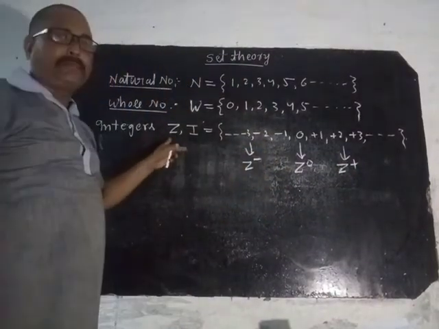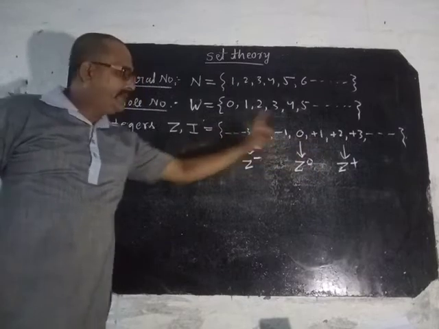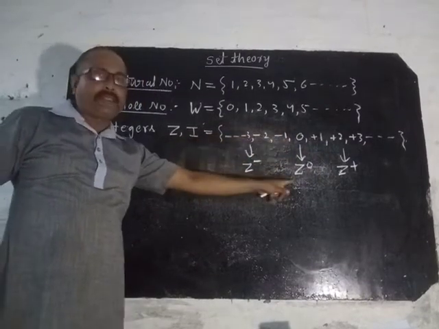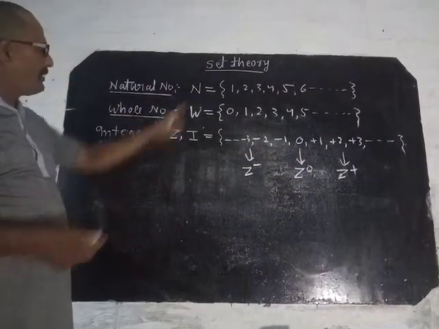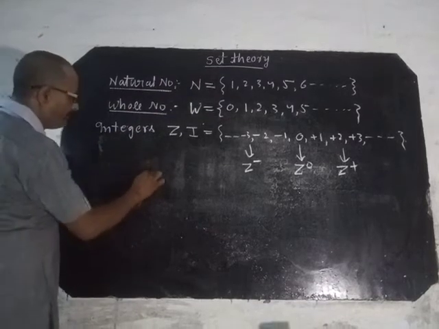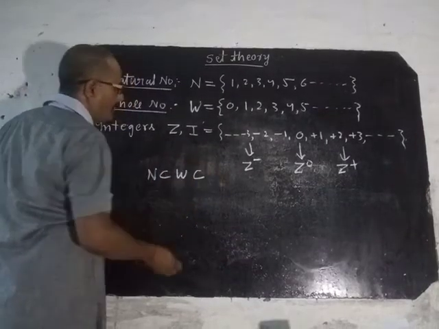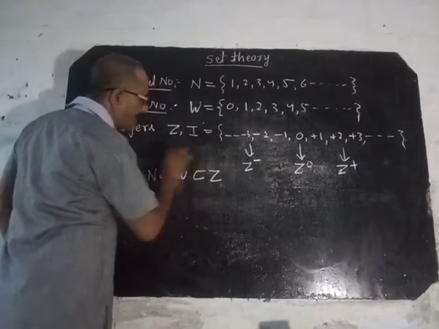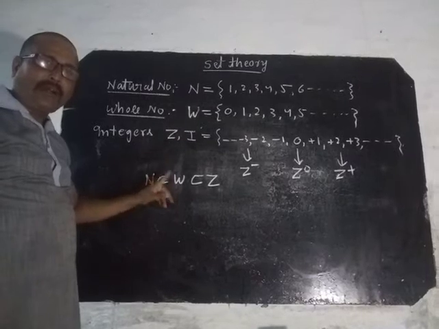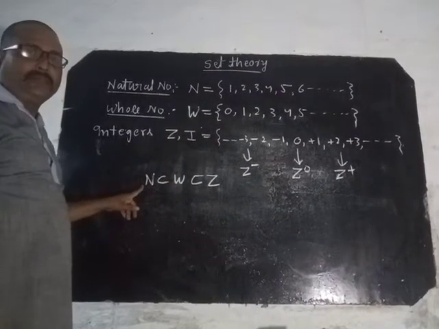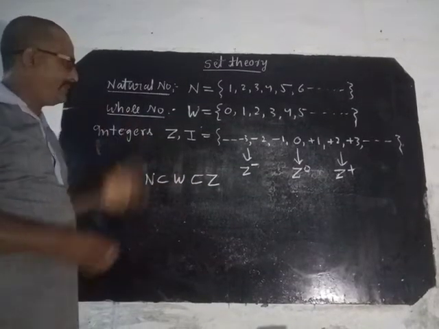It means integers can be classified in three ways: positive integer, negative integer, and 0 itself, which is an integer known as the zero integer. You can see from here, all natural numbers are a subset of whole numbers and all whole numbers are a subset of integers. It means not every integer is a whole number, and not every whole number is a natural number, but all natural numbers are whole numbers, and all whole numbers are integers.